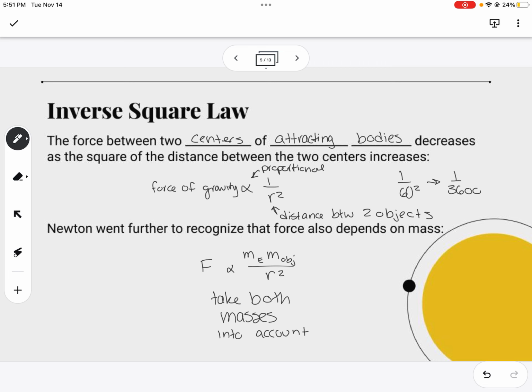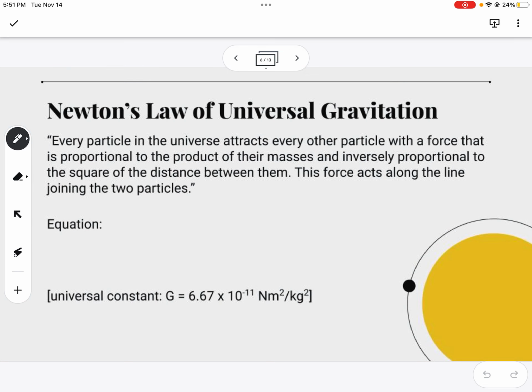All right, he kept going with this, and he came up with his law of universal gravitation. And this law, please take a second, let this soak in. Every particle in the universe attracts every other particle with a force proportional to the product of their masses and inversely proportional to the distance between them.